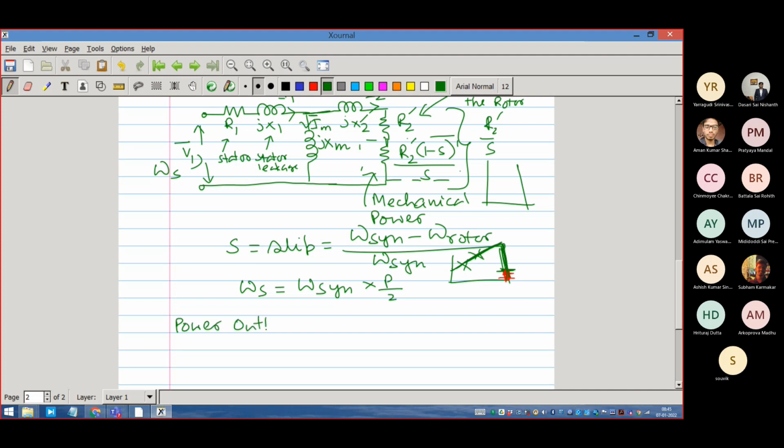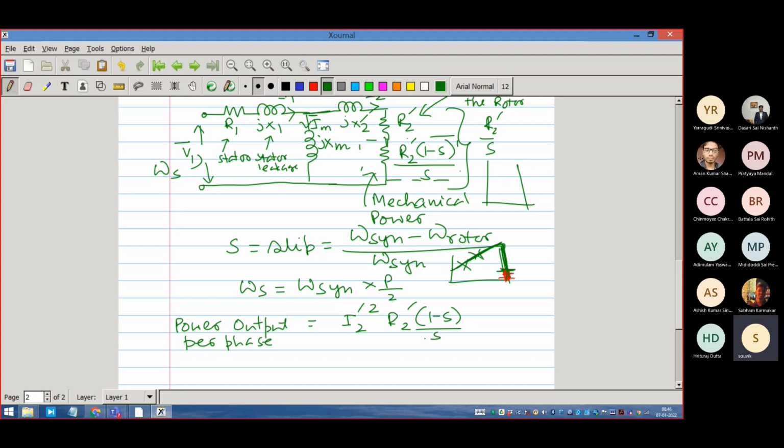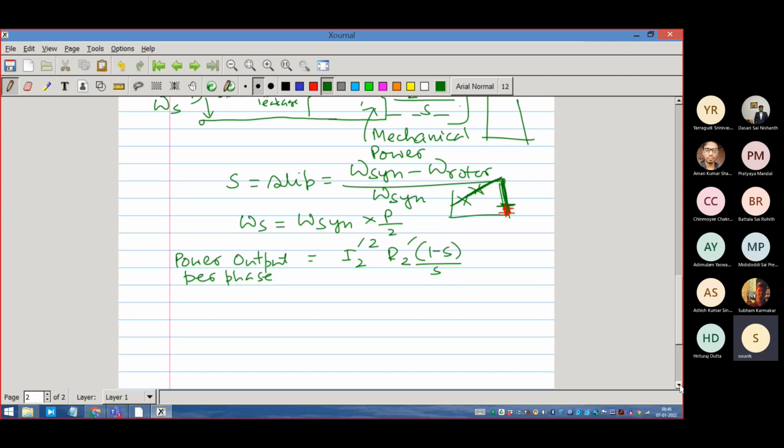power output from this thing, I can say that it is nothing but I2 dash square per phase. I am writing per phase; 3 phase will be just multiplied by 3. I2 dash square into R2 dash into 1 minus S by S, right? So torque output, that is torque developed, TD, would be I2 dash square into R2 dash 1 minus S by S divided by the mechanical speed.